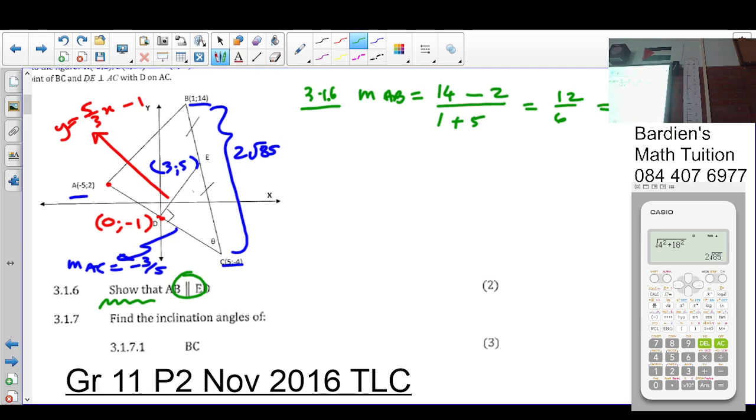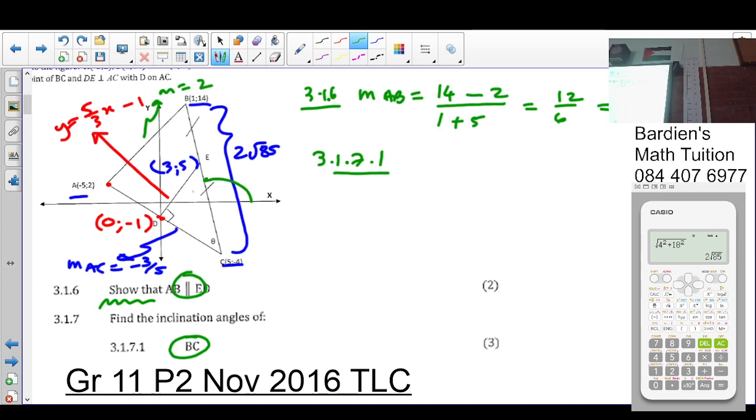So the gradient of this line is 2. But I think I would need that actually in the follow-up question. Okay, but let's see how it goes. Then in 3.1.7.1, they ask to calculate the inclination of BC. So where's BC? BC is this line.